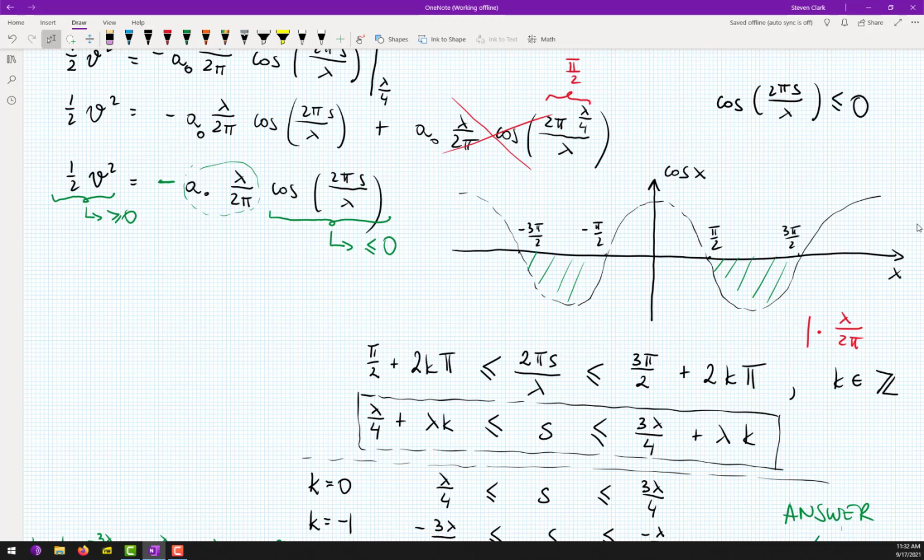Subtract 2 pi from here, you will end up here. Subtract 2 pi from here, it will end up here. So that set is 2 pi periodical, and there are infinitely many of those sets. So I multiply 2 pi, our period, by k, which is an integer, just to include all of those sets in our expression.